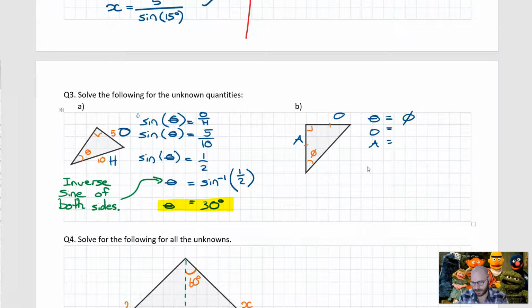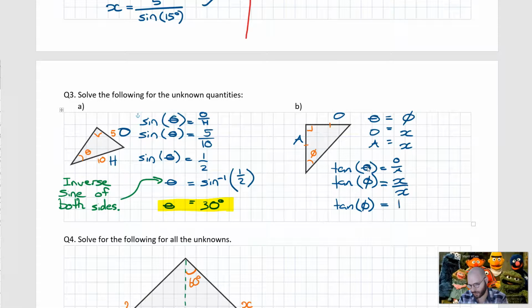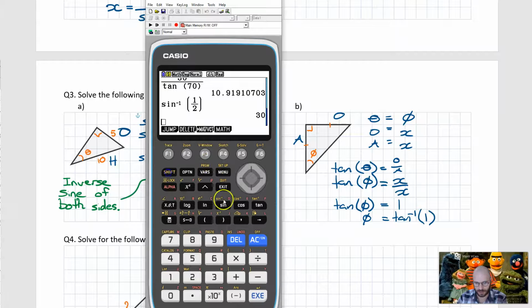So we've got our theta, our opposite, and our adjacent. Our theta in this case is phi. Our opposite and adjacent don't have a symbol, so we'll just name them both x and x. Because we're working with TOA, we go tan theta equals opposite over adjacent. Throwing in the values, we've got tan phi equals x over x, which simplifies down to tan phi is equal to 1. Then, taking the inverse tangent of both sides, phi will be equal to inverse tan of 1. Putting this in our calculator, shift tan of 1, and lo and behold, we get 45 degrees.